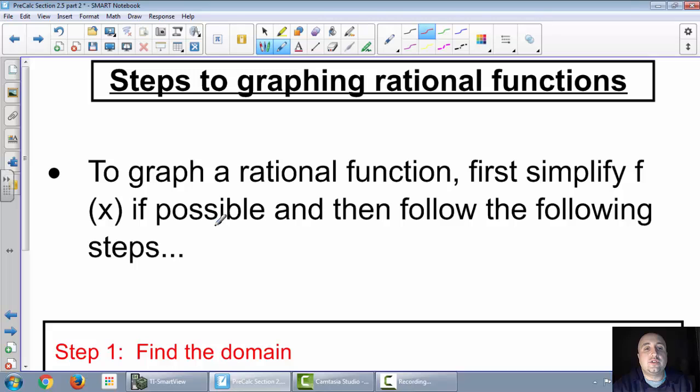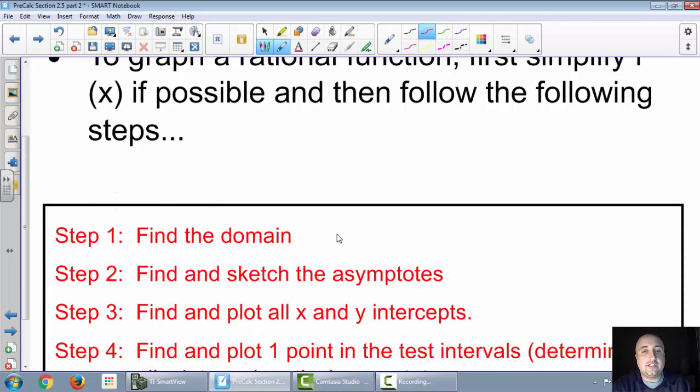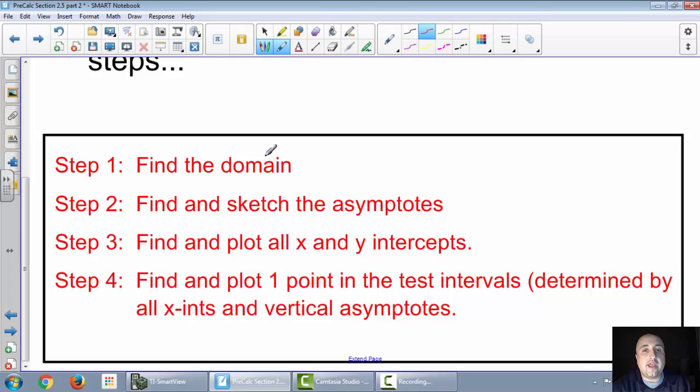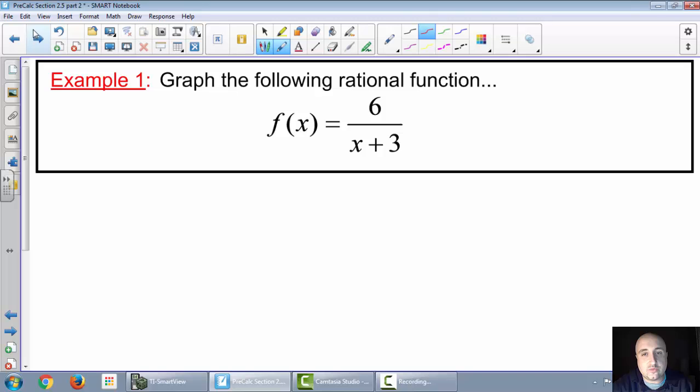All right. So it says steps to graphing rational functions. To graph a rational function, first simplify f of x if possible, and then follow these steps. Step 1, find the domain. Step 2, find and sketch the asymptotes. Step 3, find and plot all x and y intercepts. And step 4, find and plot one point in the test intervals, which are determined by the x-intercepts and vertical asymptotes. We'll get to all that. This will make sense when we do an example.